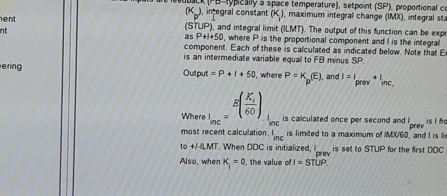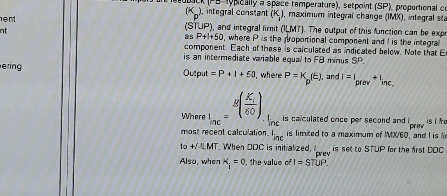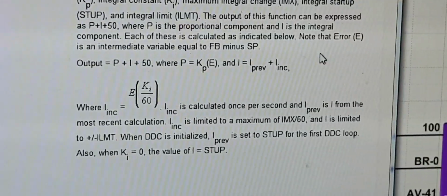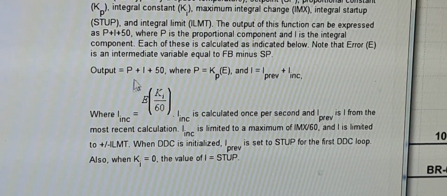Output is proportional plus integral plus 50, and P is KP times error and I is equal to I previous plus I increment. So basically inputs or feedback, typically a space temperature or a pressure. In this case, we have a pressure gauge, 1.1 inches, that we want to maintain. Set point is what we want this pressure of the fan to be. Proportional constant, integral constant, KP and KI as I mentioned, maximum integral change IMX, integral setup STUP, and integral limit ILMT. The output of the function can be expressed as P plus I plus 50, where P is the proportional component and I is the integral component. Each of these is calculated as indicated below. Note that error is an intermediate variable equal to the feedback minus set point, and this is the formula.